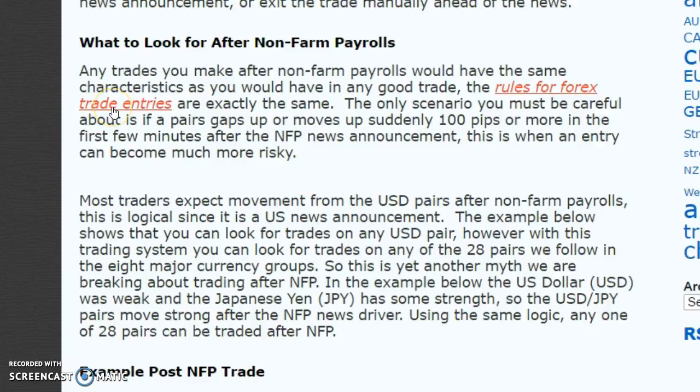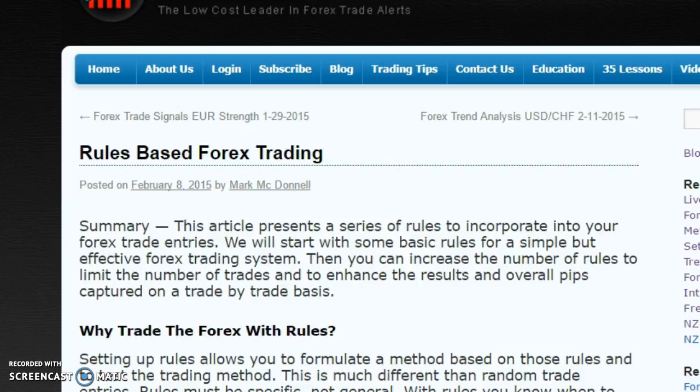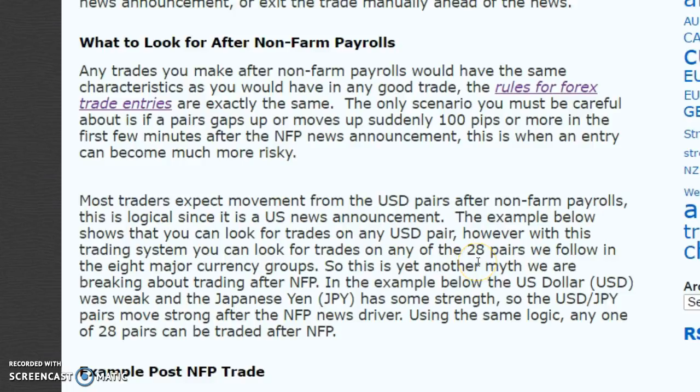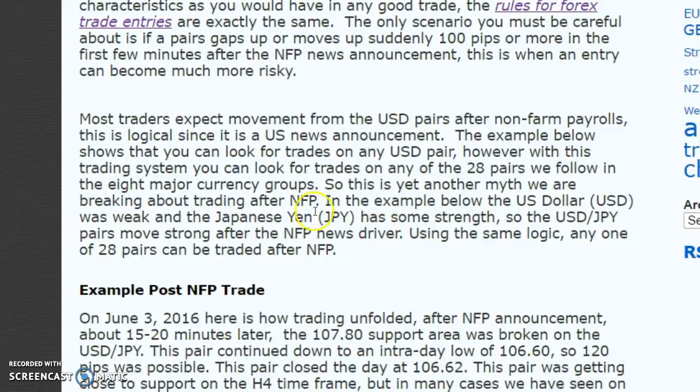If you click right here on this link, it'll take you to another article on the blog called Rules-Based Forex Trading. You can come up with a set of rules for trading non-farm payrolls. It's basically the same for any trade. Trading after non-farm payrolls is the same as any other trade: you have to have the right criteria, and then you can certainly enter. Once again, just to remind you, it's a complete myth that only trading the USD pairs is possible after non-farm payrolls. You can actually trade any one of 28 pairs after non-farm payrolls as long as you have the right signals.